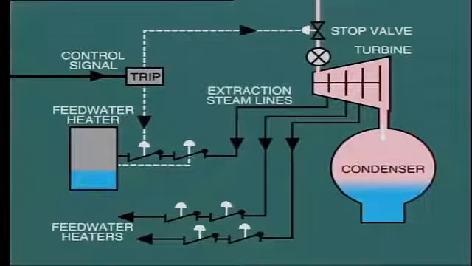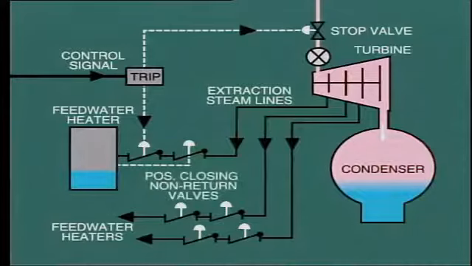To prevent this, positive closing non-return valves are installed and arranged to close when the turbine is tripped. The valves are actuated pneumatically but are controlled by a hydraulic trip relay. So we can see that our hydraulic system does have an extremely important function to fulfill in operating the turbine.